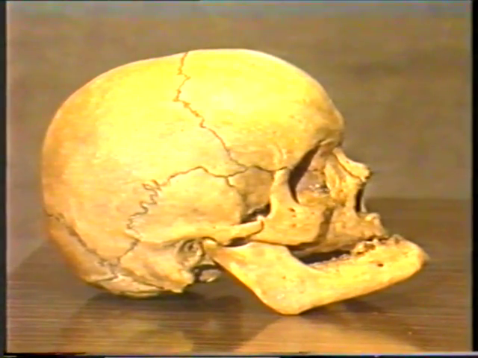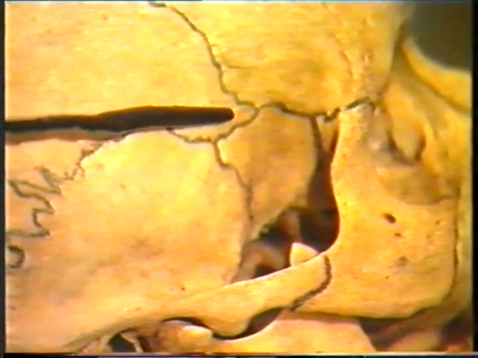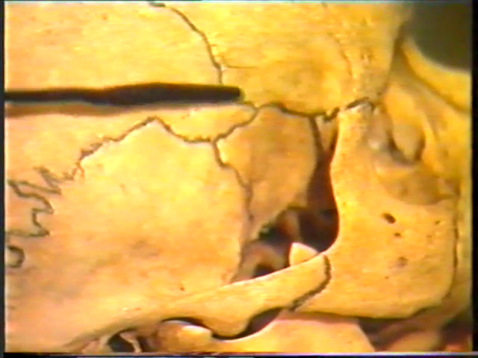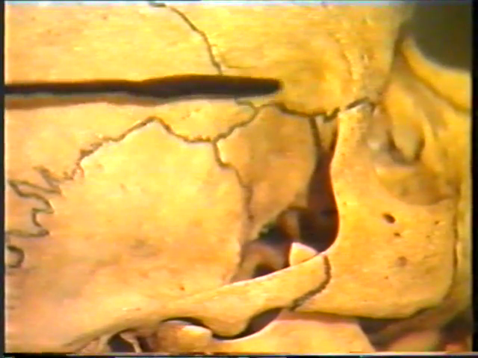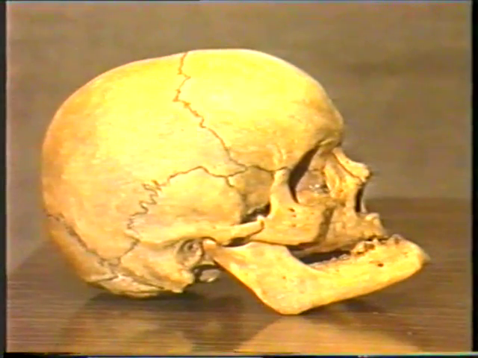The pterion is demarcated on the surface by a point that lies at 4 centimeters above the midpoint of the zygomatic arch and 4 centimeters behind the zygomatic process of the frontal bone. Injury to the middle meningeal artery results in an extradural hemorrhage.